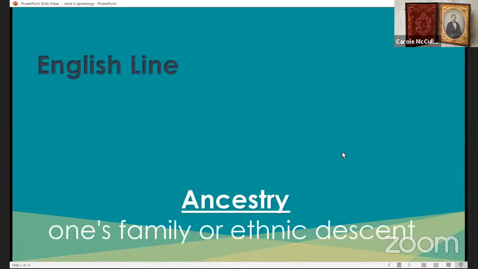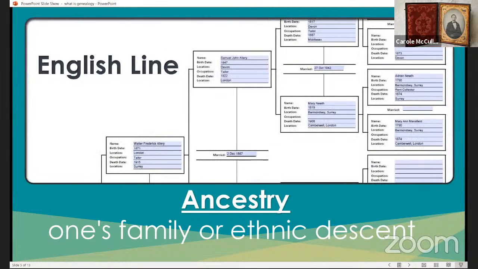The word ancestry, although often confused with the program called Ancestry, is referring to one's family or ethnic descent. So here's an example of my English line, which shows my grandfather, Walter Frederick, and his ancestors. And you can see I have 4 generations showing there on that generation chart.